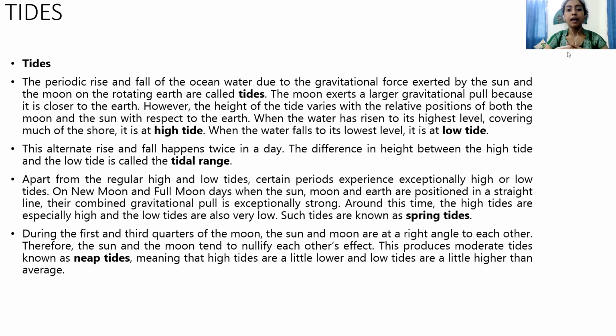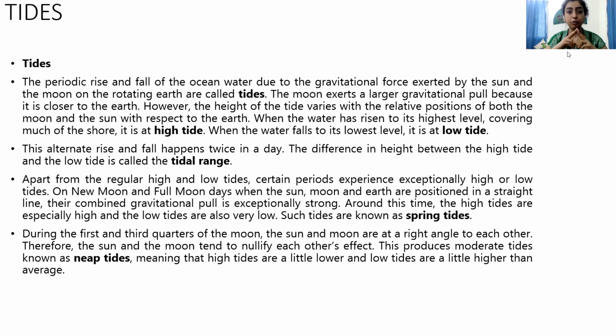Now, when the water has reached its highest level, covering much of the shore, when it has gone to a very long extent of the shore or the beach, that is known as high tide. It is when the water rises up to a very high level. Similarly, if the water recedes or falls to the lowest level, that is known as low tide. And this high level and low level happen only because of the gravitational pull of both the sun and the moon.